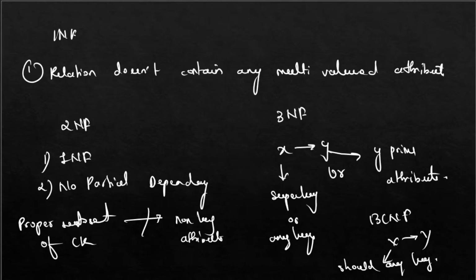Lossless join is there in 1NF, 2NF, 3NF, BCNF. Redundancy problem is not there in 1NF, 2NF, 3NF, but it is there in BCNF because it suffers from multi-valued attributes. And dependency preserving is there in 1NF, 2NF, 3NF, and in BCNF dependency preserving may or may not be there. Okay everyone, so with this we have completed DBMS.